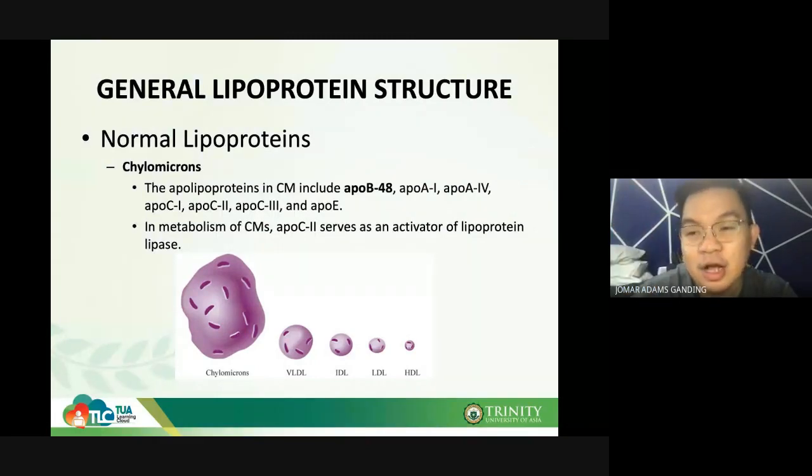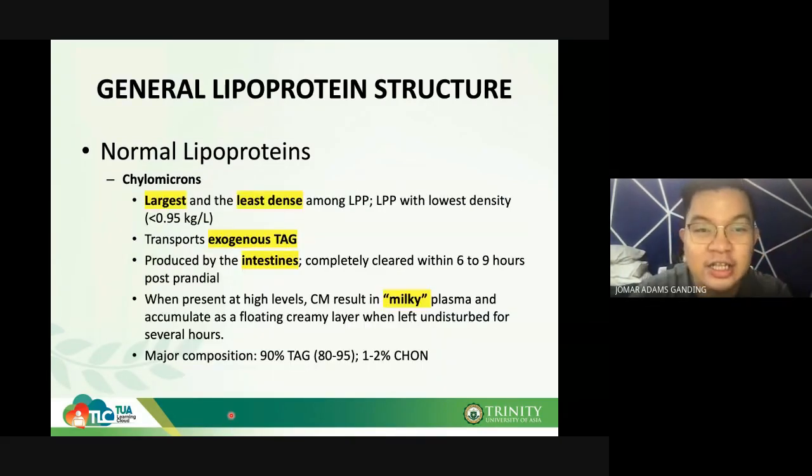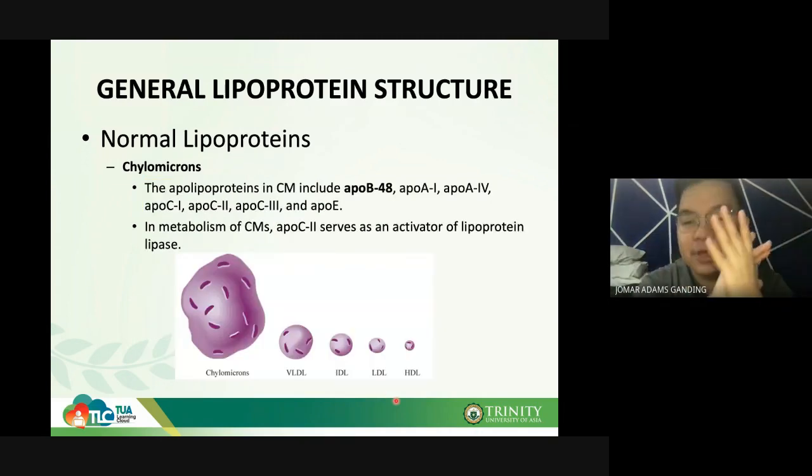Are we clear? Okay. Now, aside from your chylomicrons, again, your chylomicrons are the lightest and the largest. They carry your exogenous triglyceride, they cause your blood to be milky, and they are produced in your intestine. ApoB48, done.